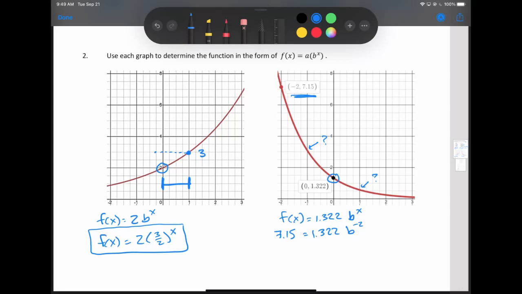Okay, now I'm going to take both sides and divide by 1.322. By the way, this is not the only way you could do it. If you see a different way and you want to try it, you're welcome to, but I'm going to do 7.15 divided by 1.322, and that gives me 5.3678.